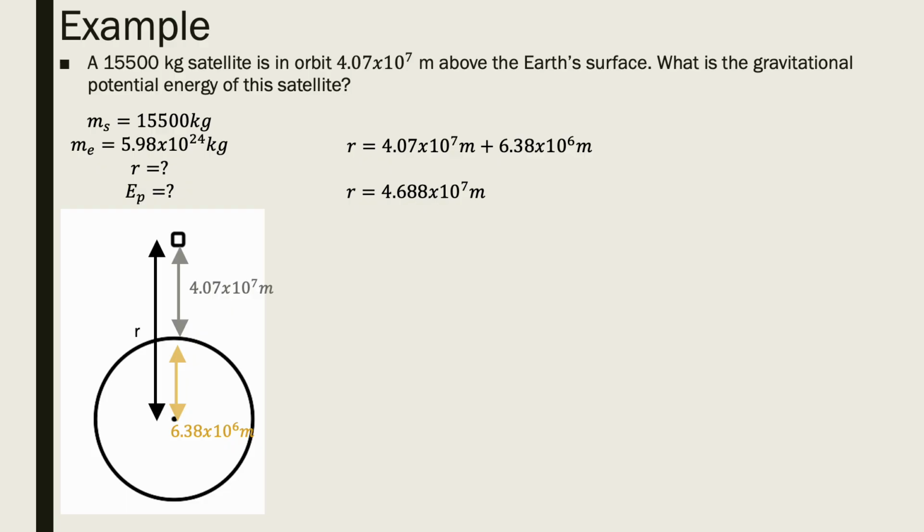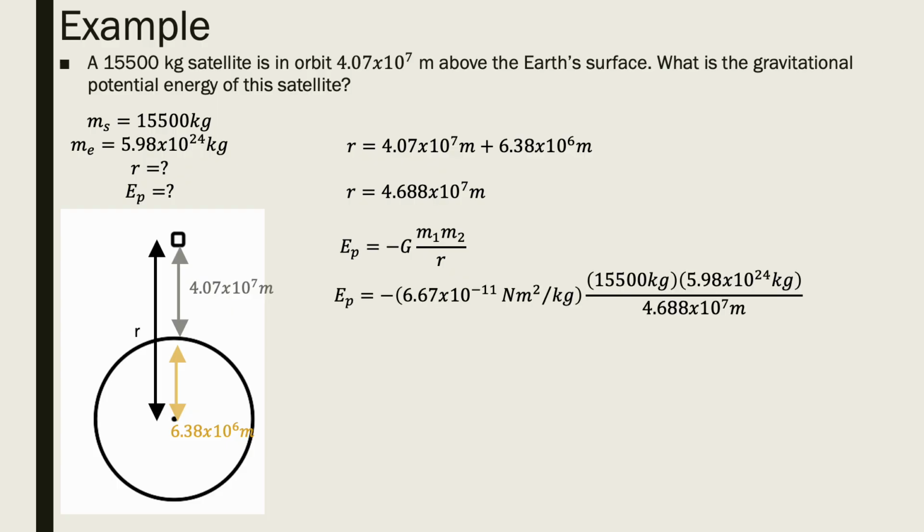At this point, we have enough information to find the gravitational potential energy. So we'll write out our formula, substitute our values in, and then follow BEDMAS, and we find that our gravitational potential energy at that height is negative 1.32 times 10 to the 11 joules.